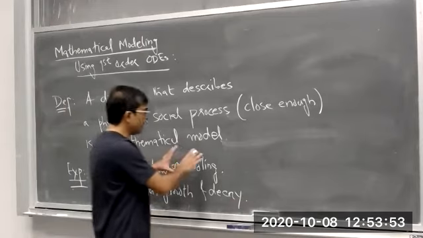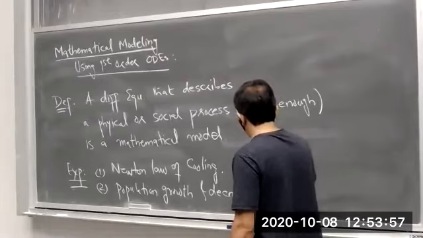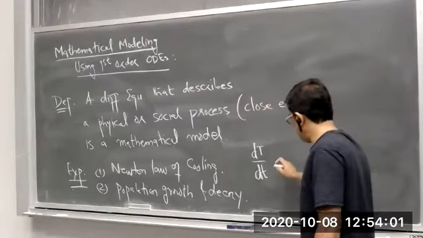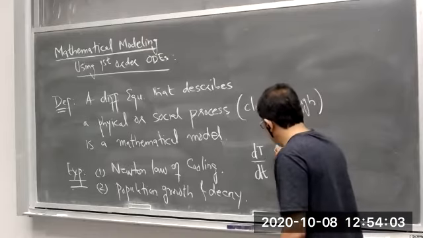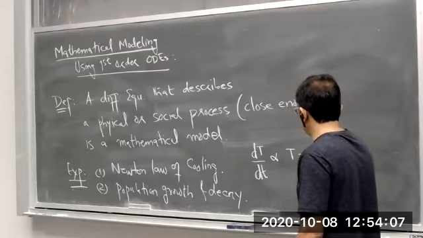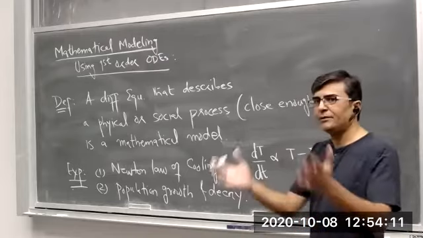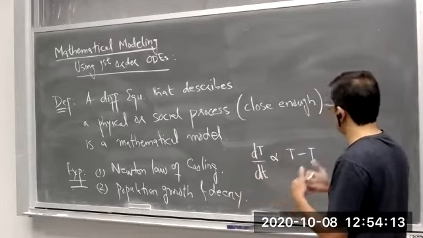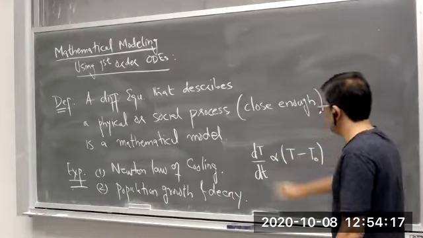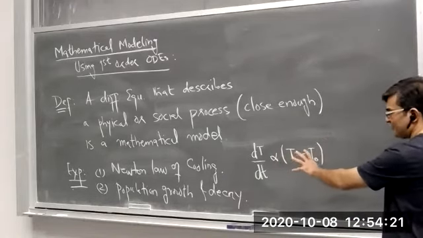Newton law of cooling में क्या था आपके पास? The temperature of a certain thing is proportional to its current temperature minus the temperature of outside, or the environment temperature or room temperature. इसको आप कुछ भी ले सकते हैं, T naught कह दें, ठीक है. So this gives rise to a first order differential equation.